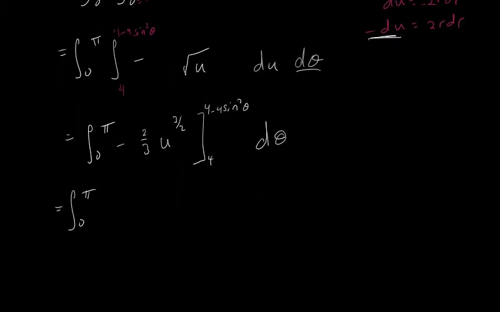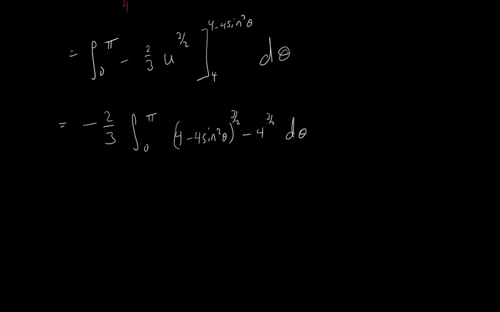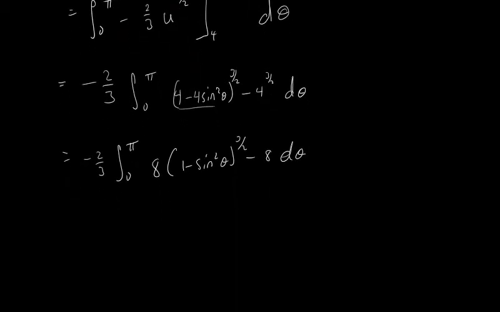So this is our integral from 0 to pi of, okay, putting all this down. Actually, I want to pull out the negative 2/3. Integral from 0 to pi. This is going to be 4 minus 4 sine squared theta to the 3/2 minus 4 to the 3/2 d theta. 4 to the 3/2 is 8. I can factor the 4 out from here, and I'm left with 1 minus sine squared, so that's negative 2/3 integral 0 to pi. 4 to the 3/2 is 8 times 1 minus sine squared theta to the 3/2 minus 8 d theta. Factor out the 8 and change 1 minus sine squared to cosine squared.